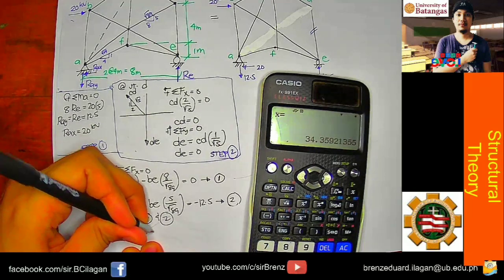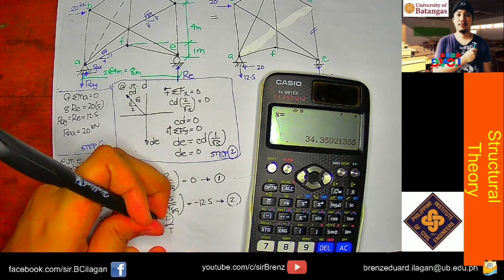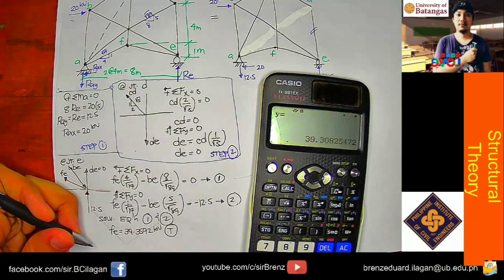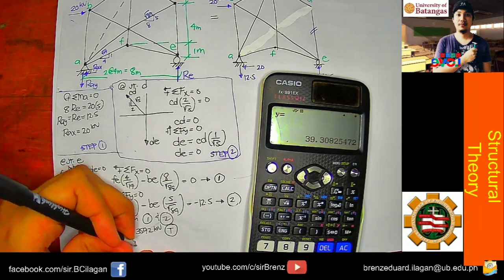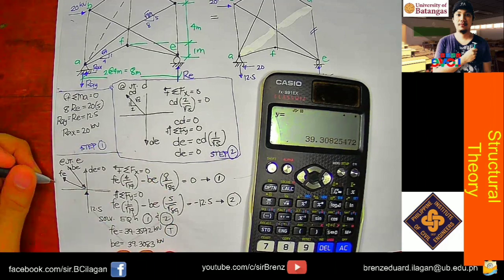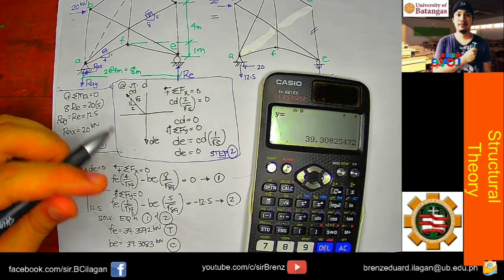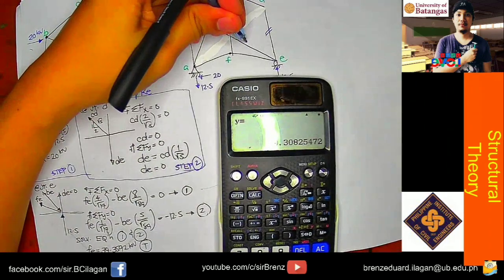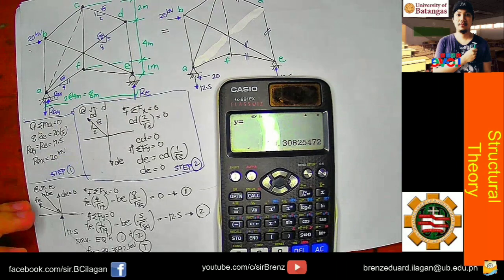The answer is, for FE, we have 34.3592 kilonewton. So, tama yung assume natin for FE na tension siya. And for BE, so that is equivalent to 39.3083 kilonewton. So, yung ating BE is in compression. So, tama naman. Okay, so ganun lang ulit. Markahan natin ito to give us an idea na tapos na tayo dun sa point na yun.